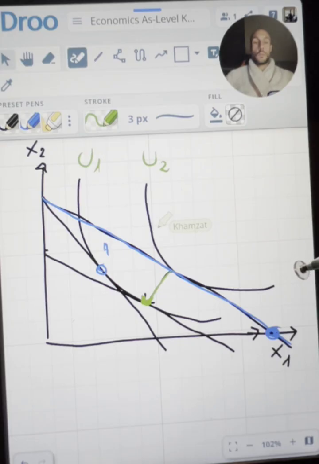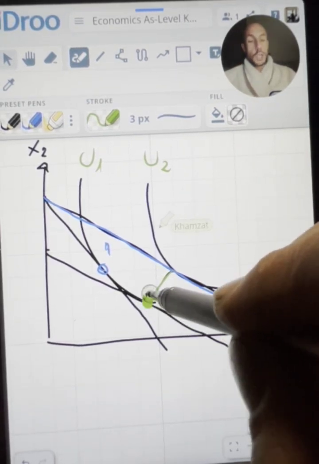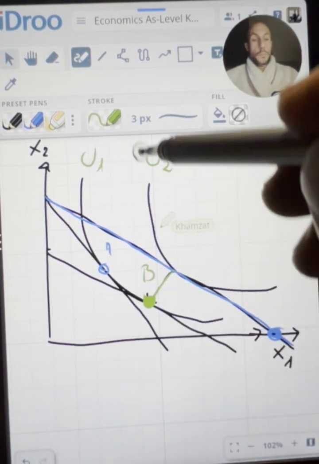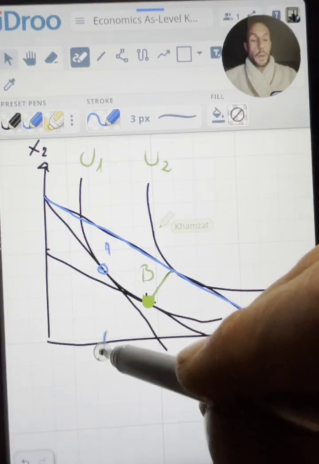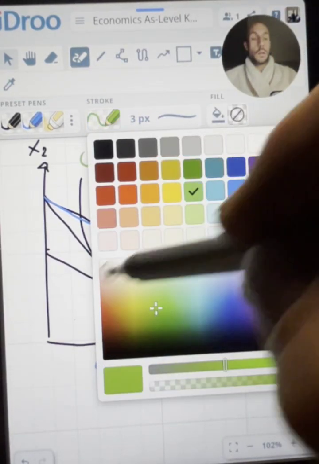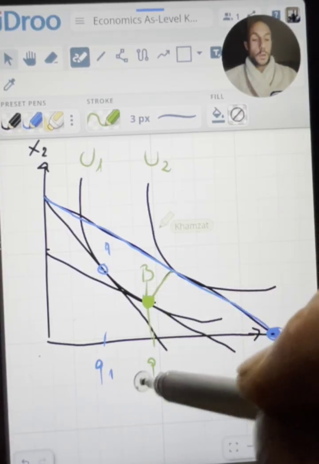Utility curves really need to cover that. We are going to. So, as a result, by getting cheaper, the quantity of good one that we are using passes from Q1 to Q2 here.